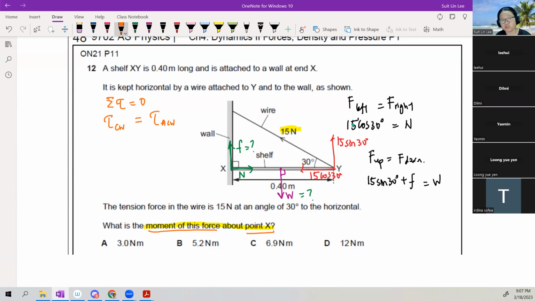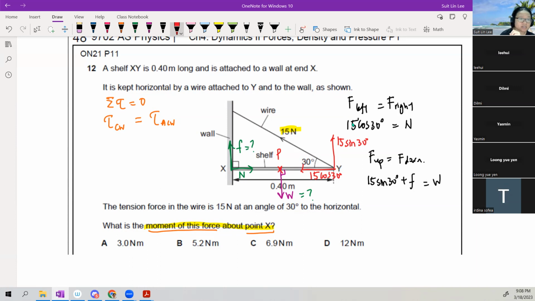I want to choose W as my pivot. It's a bit unconventional because most of the time you will choose point X as your pivot. But I'm going to choose this point as the pivot because, to be honest, I don't know what W is. If it's going to be in my equation some more, I can't solve it. So I'm going to choose this midpoint as my pivot, P. You can choose any point on the shelf as your pivot.